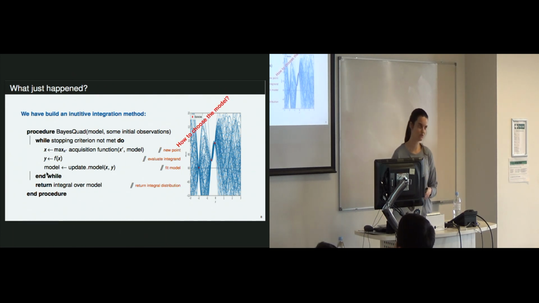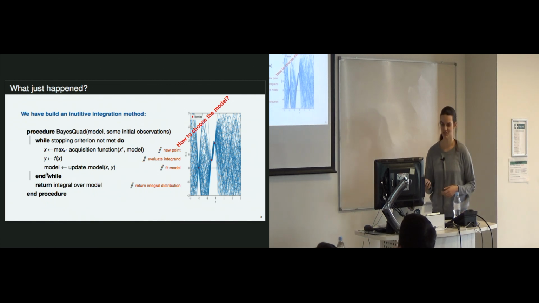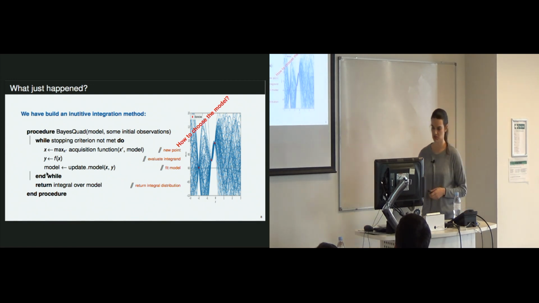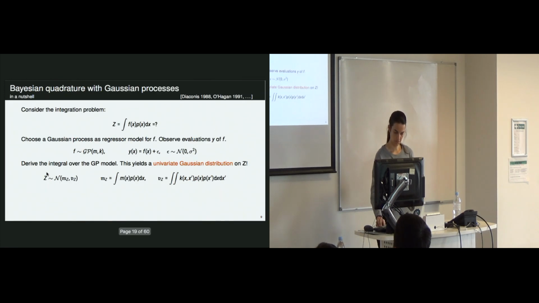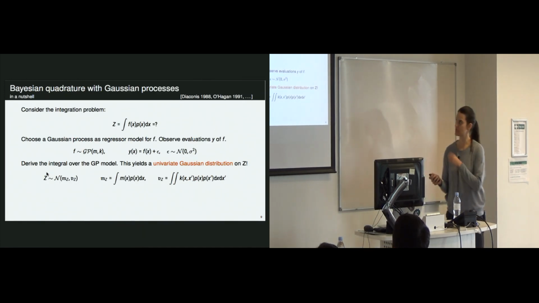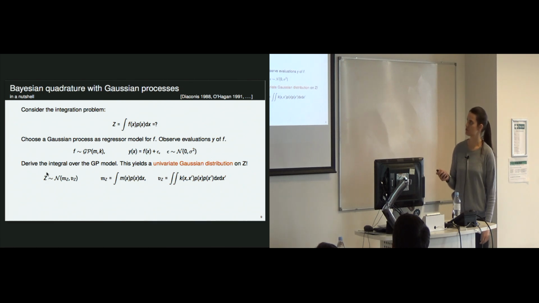Okay, so how do we choose the model? We're at the Gaussian process summer school, so we're going to use Gaussian processes, but these are also the models which are widely used in Bayesian quadrature. So one or two slides of formulas: Bayesian quadrature with Gaussian processes in a nutshell.